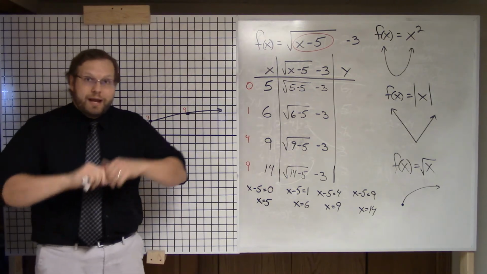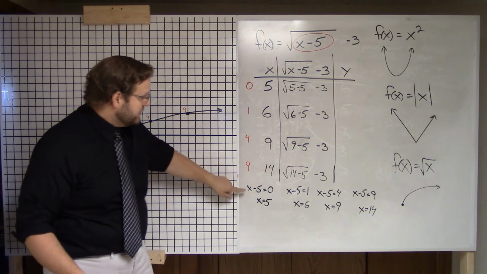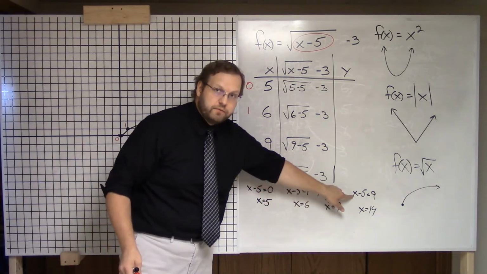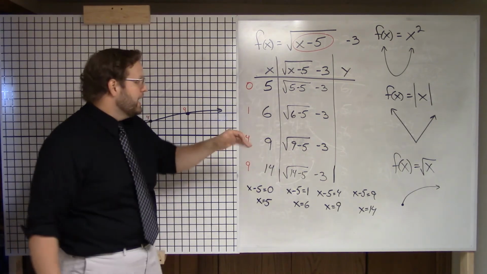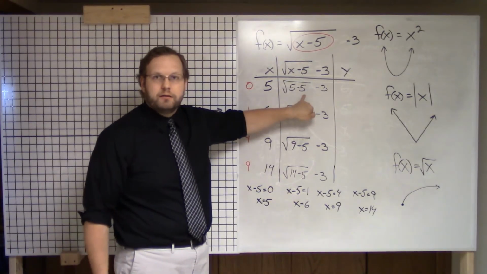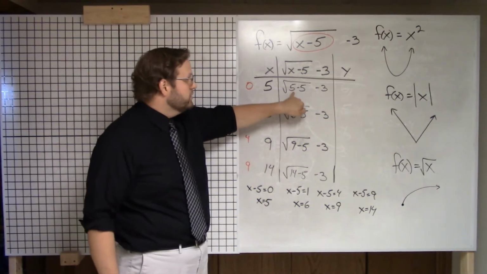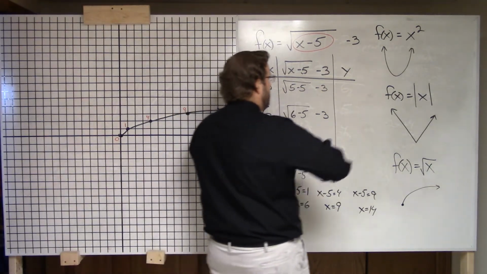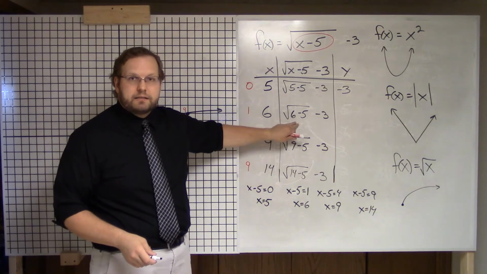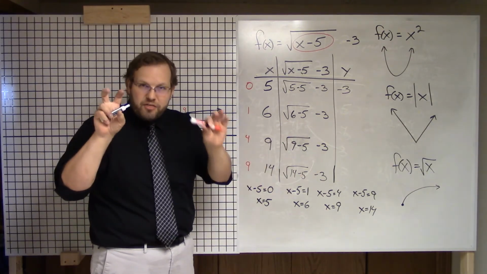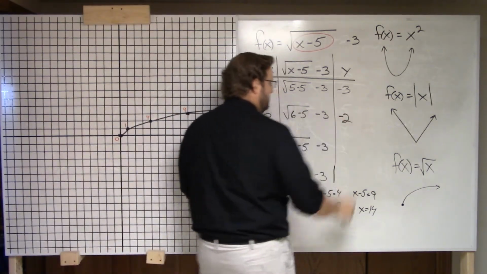So instead of just randomly picking values, I am targeting 0, 1, 4, and 9. I set the radicand equal to each of those, and now I get x values that are going to work out nicely. Okay, now look at what happens. 5 minus 5 is what? There's your 0. There's your synthetic 0. So square root of 0 is 0, minus 3 is negative 3. If I plug in a 6, 6 minus 5 is 1. That's a synthetic 1. So square root of 1 is 1, minus 3 is negative 2.